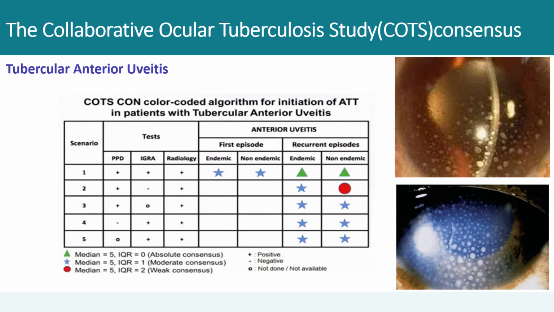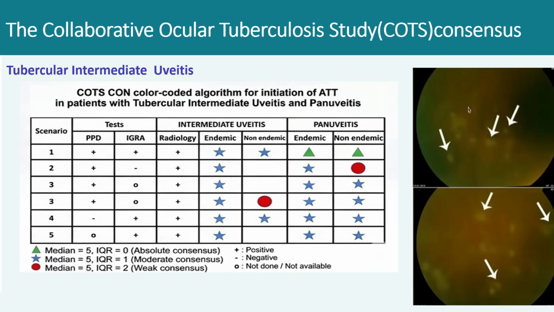The only exception is if you are in an endemic area, which may be an excuse, but they strongly recommend that in the presence of a positive radiology test, along with one or two immunological tests, you have to use anti-tubercular treatment. Otherwise, if you are in a non-endemic area and one test is negative, there is no indication to use anti-tubercular treatment. And this is because of the risk of toxicity from the use of these drugs.